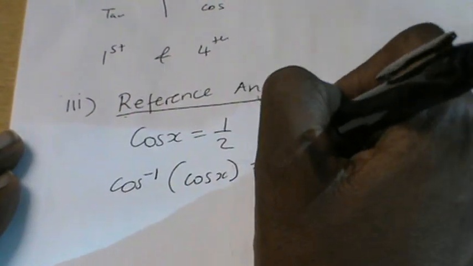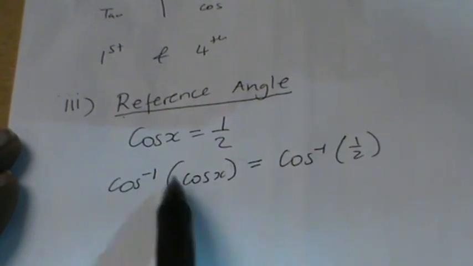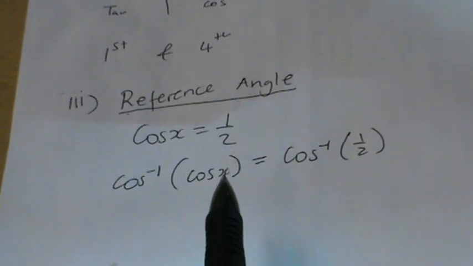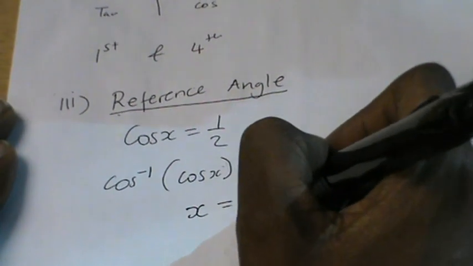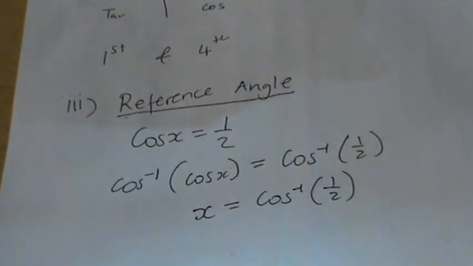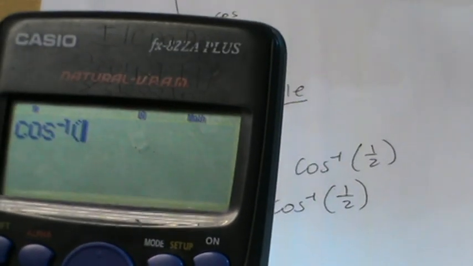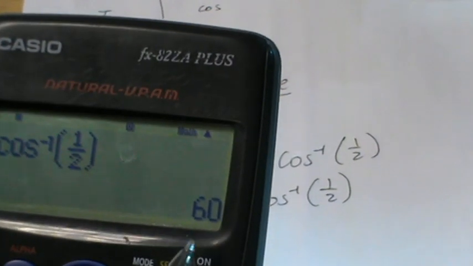So essentially what I'm doing is I take cos inverse on both sides, and I take cos inverse of that side. Just like square root and squared, they cancel each other out, and I'm left with only x. So I have x is equal to cos inverse of a half. And this you can work out on your calculator. If your calculator is in degrees, you can try it there. I have cos inverse of half. Okay, my answer is 60.